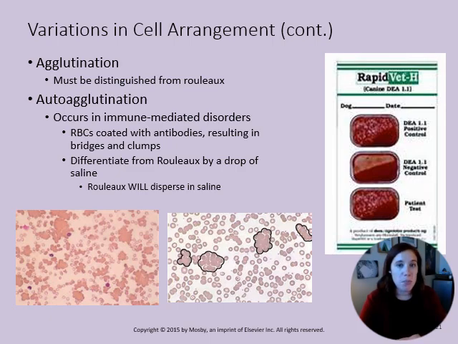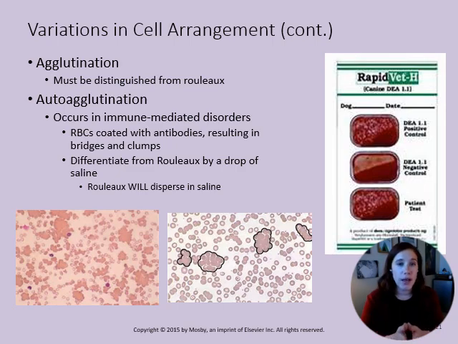Autoagglutination is going to occur in immune-mediated disorders, where red blood cells are coated with antibodies, resulting in bridges in those clumps. An example of autoagglutination is IMHA, immune-mediated hemolytic anemia. We can see this agglutination taking place. Again, it's different from rouleau.